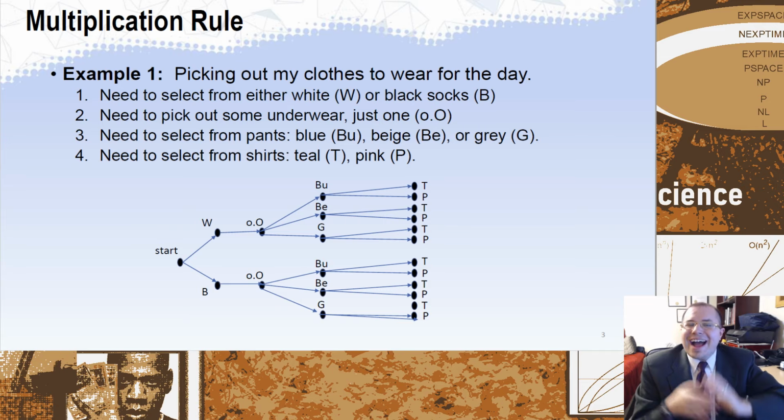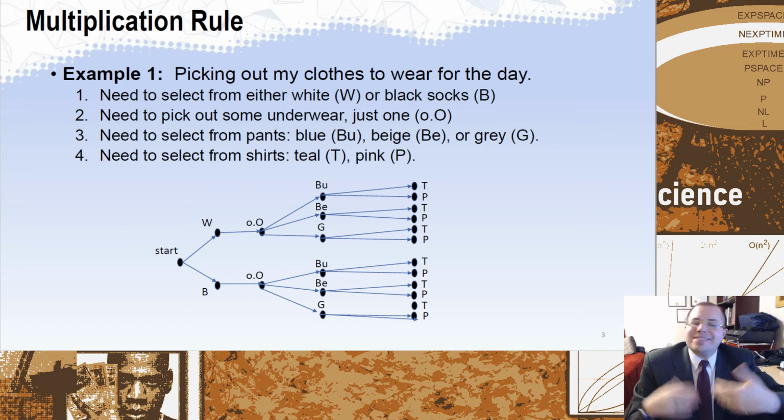So next I need to pick some pants. There's a possibility that I can pick a blue pair, a beige pair, or a gray pair. That means I have three possible choices for my third step. Now, remember, I've already picked a white one or a black one, and I've had to accept just one pair of underwear. So in my diagram here, you notice that I fork out three possibilities where I pick either blue, beige, or gray.